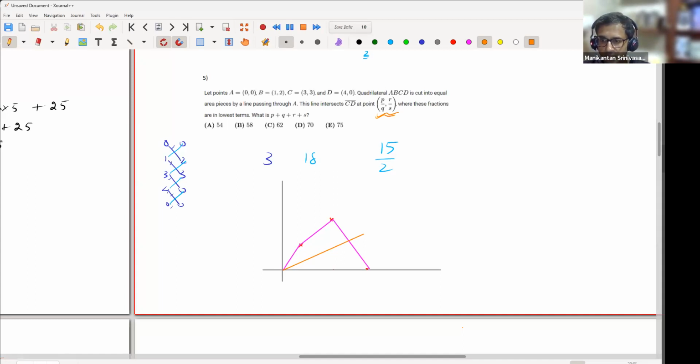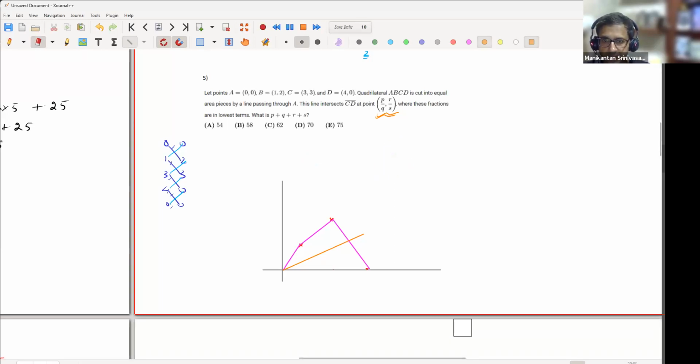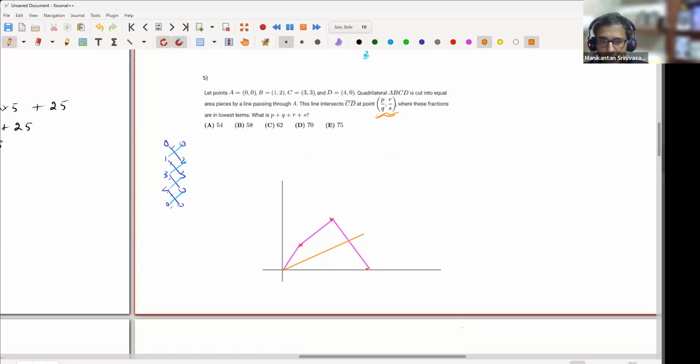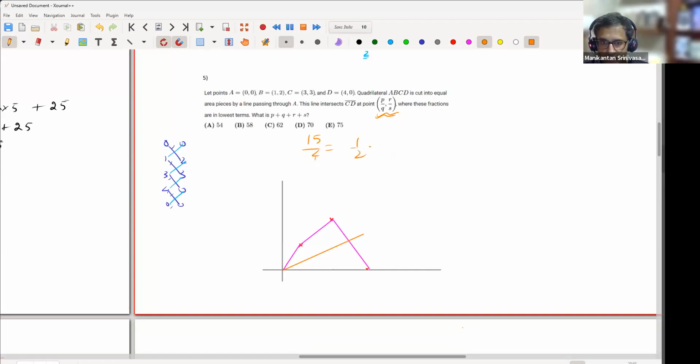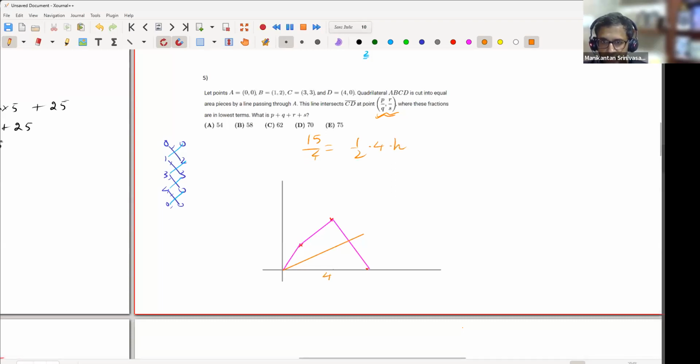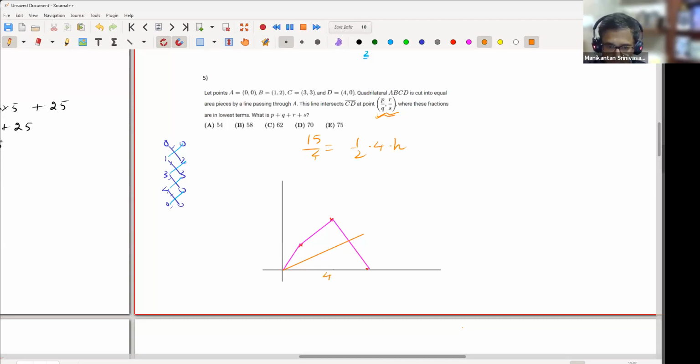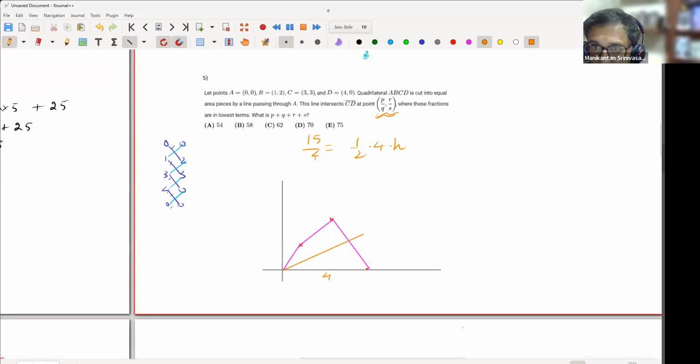Okay, so how do we find it? We know the area is 15 by 2 for the entire quadrilateral. Therefore, the area of the bottom triangle should be 15 by 4, half of that, right? So 15 by 4 should match half into this base. This is 4, right? Half into 4 into height. So let's say this is my height.